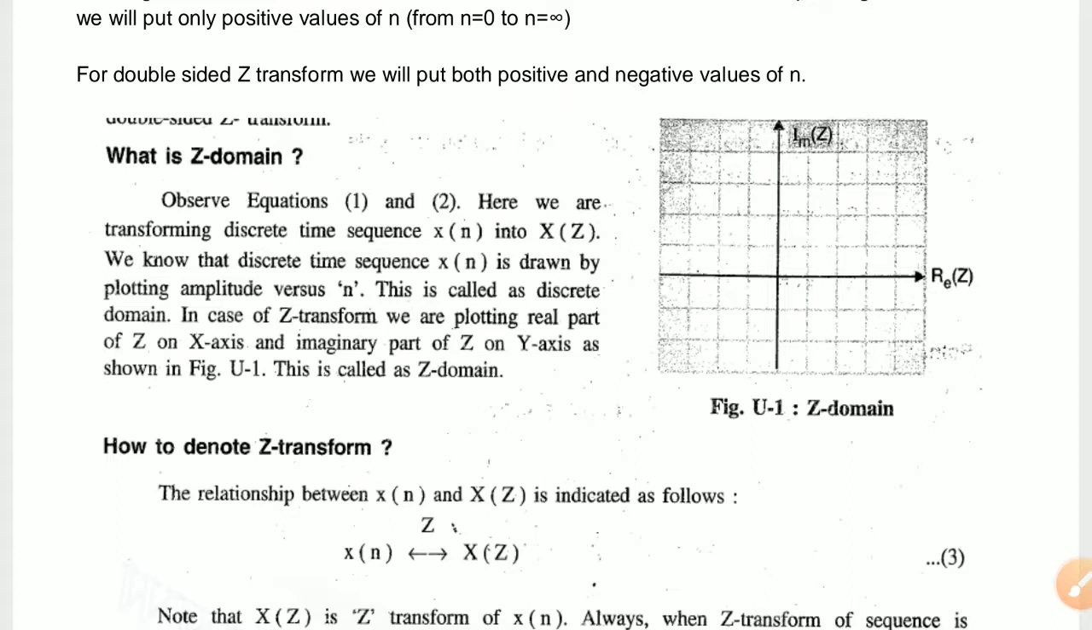In case of Z transform, we are plotting the real part of Z on the x axis, as we can see in the Z domain plot shown in this figure. So it shows that we plot the real part of Z on the x axis and the imaginary part of Z on the y axis. The real part is shown by Re, and the vertical axis is the imaginary part, shown by Im of Z. So this is called the Z domain.